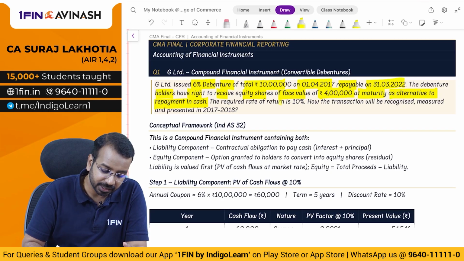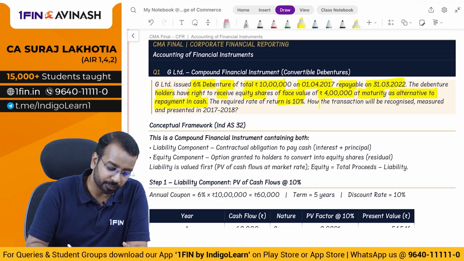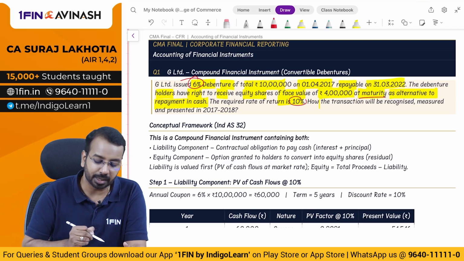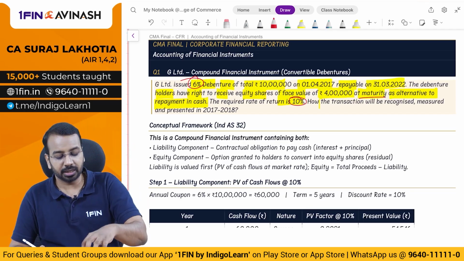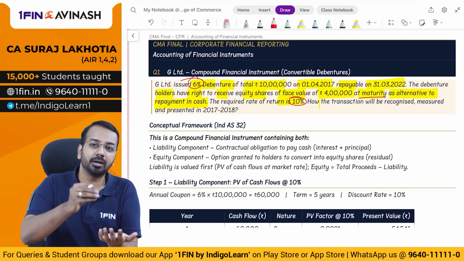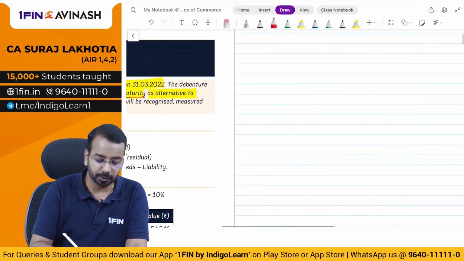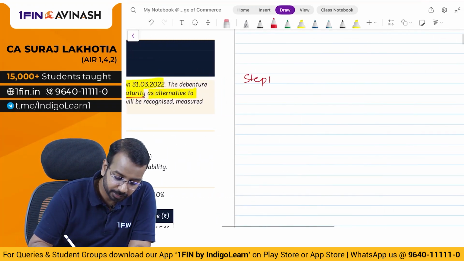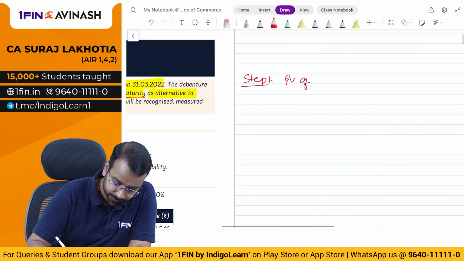The required rate of return is 10%. How will the transaction be accounted? Here they are paying 6%. If this option is not there, we will get 10%. How should we account for it? Now, here there is a compound financial instrument. There is a debenture and there is a convertible option. So what do we do? Step 1, present value of principal plus interest for the financial liability.